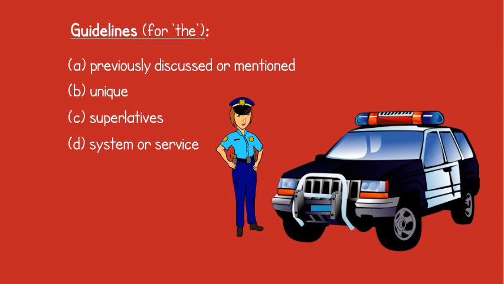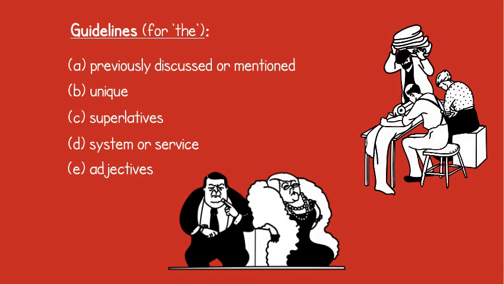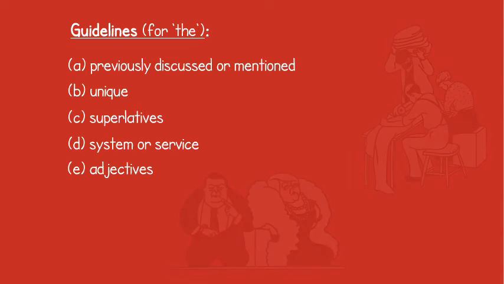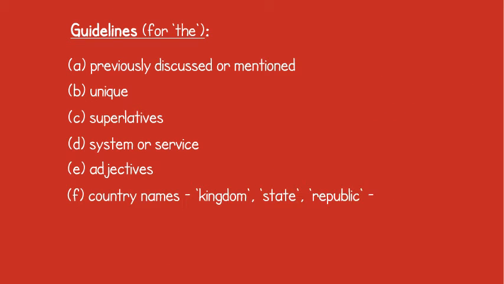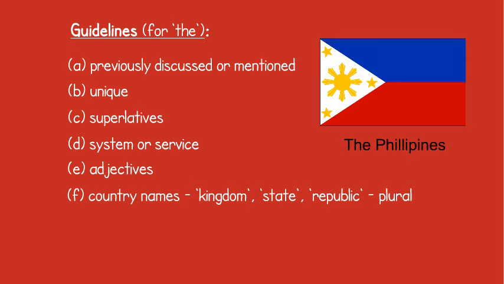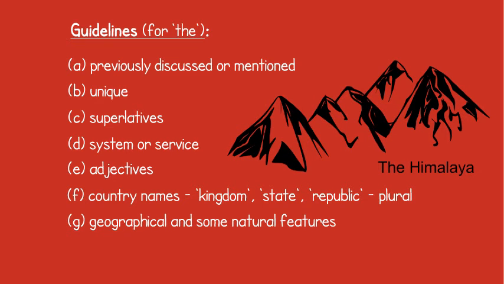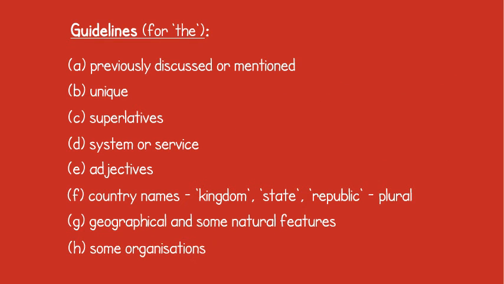with adjectives like rich, poor, elderly, unemployed, when using the word to refer to a group of people, with country names that include words like kingdom, state, or republic, and with country names that are plural, for geographical and some natural features like mountain ranges, but not individual mountains, and for some organisations.